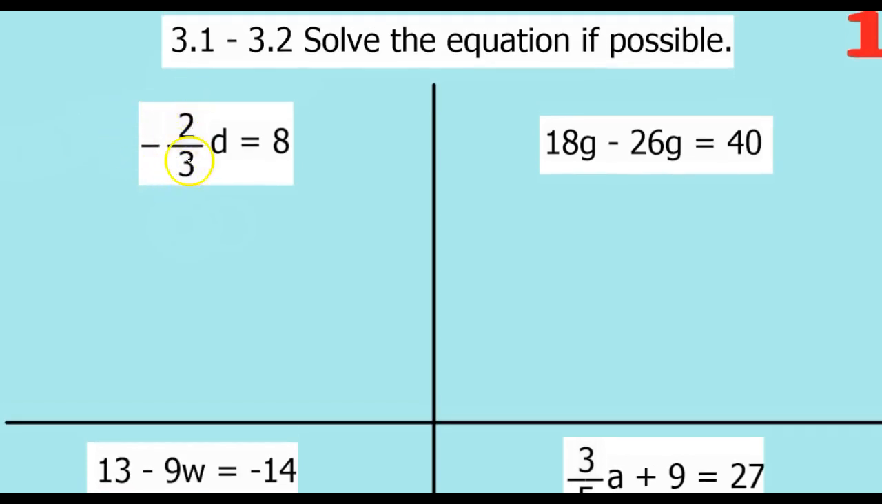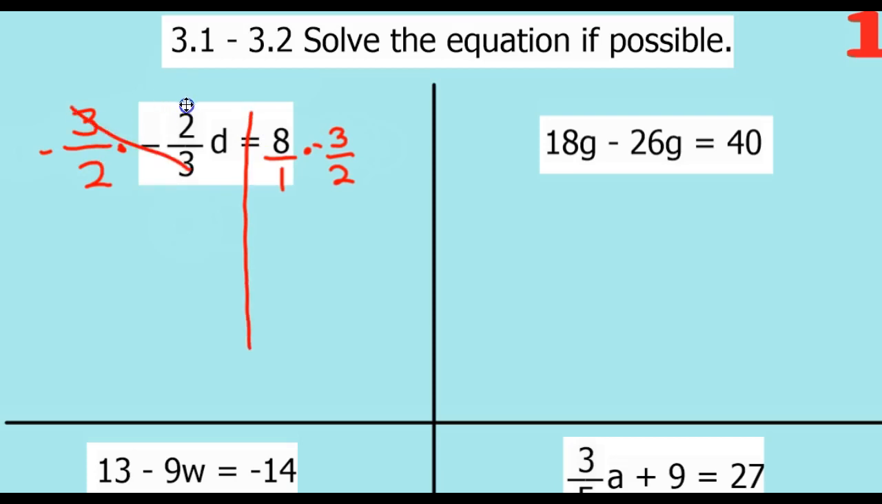So I have negative 2/3 d equals 8. What I need to do is the opposite of our fraction. The opposite of a fraction is the reciprocal. The reciprocal is if we flip the fraction over, so we'll have 3 over 2 instead of 2 over 3. So we're going to multiply that by both sides. I'm going to make 8 into a fraction, so it makes it easier to multiply.